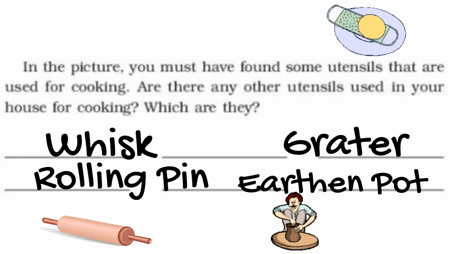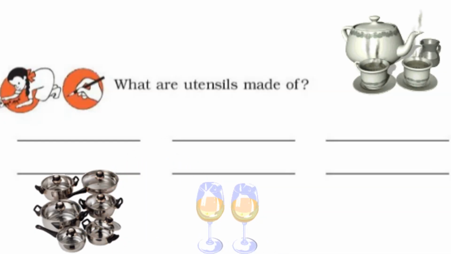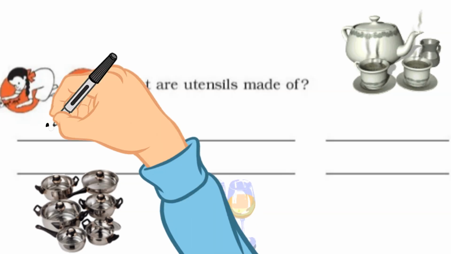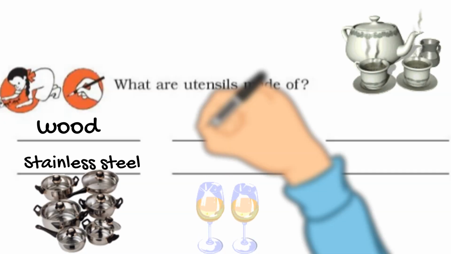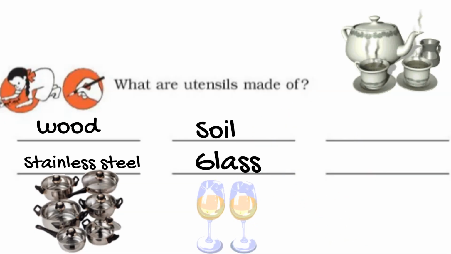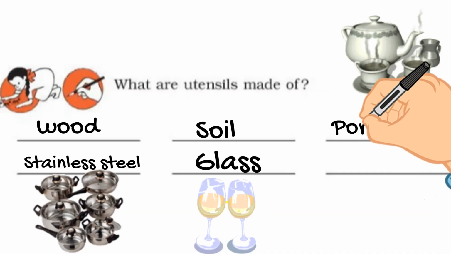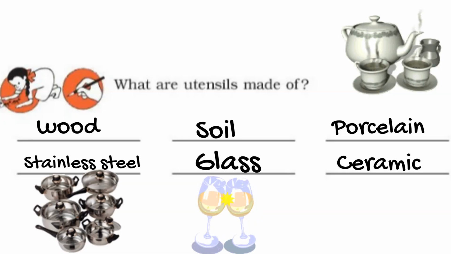What are the utensils made of? Utensils are used at home. Those may be of wood, of stainless steel, of earthen material like soil, or of glass. So many materials are used to make utensils. You can also take the example of porcelain or ceramic. We use ceramic and porcelain materials in our cup and saucer.